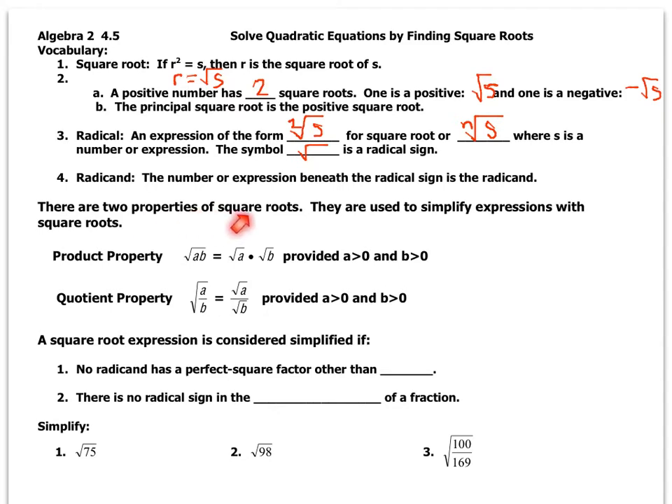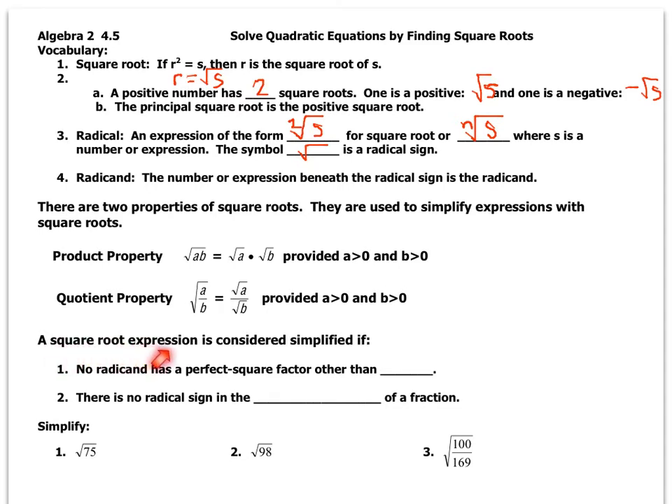So there's two properties of square roots. They're used to simplify expressions with square roots. Our two properties are the product property and the quotient property. So if I have the square root of a times b, I can split it up into the square root of a times the square root of b. And this is only provided that a is bigger than 0 and b is greater than 0. Our quotient property is the square root of a over b equals the square root of a divided by the square root of b. And again, a and b both have to be greater than 0.